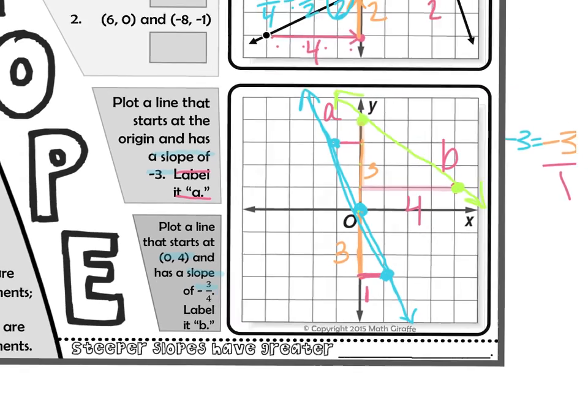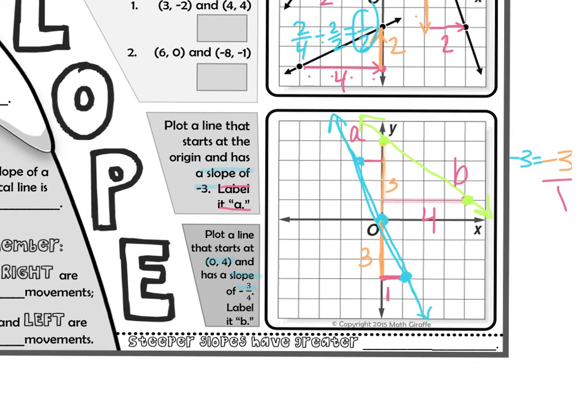Something else that you need to know is that steeper slopes have a greater absolute value. So if you look at the graph above, we had -3 and -3/4. Well, if you look at this blue line, this right here is much steeper. If you were skiing, that would be a more challenging slope, where this one, 3/4, is smaller than 3, and that would be more of like a starter slope.